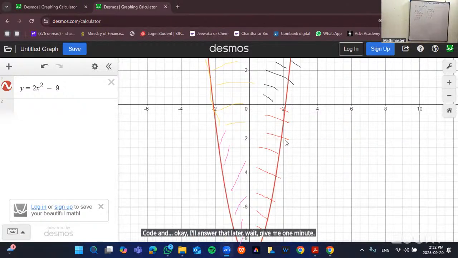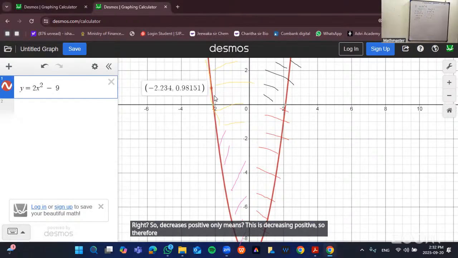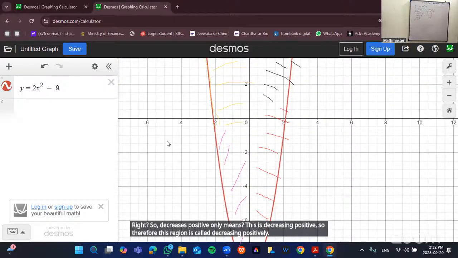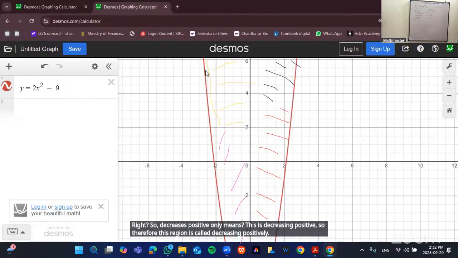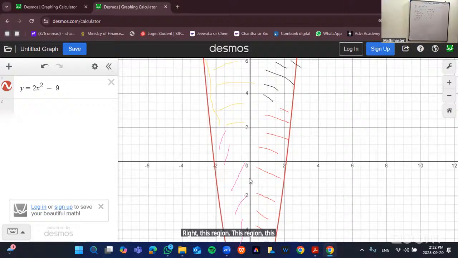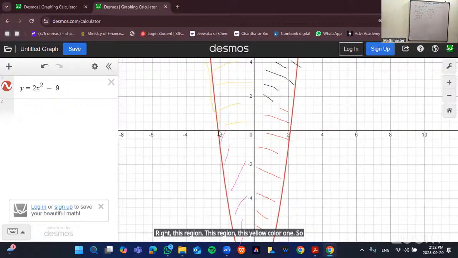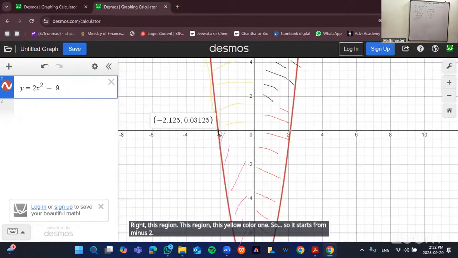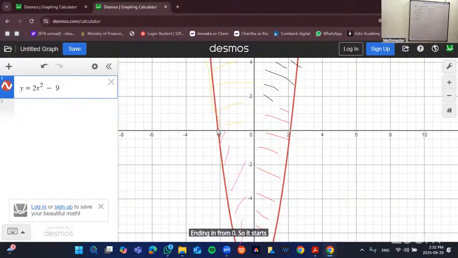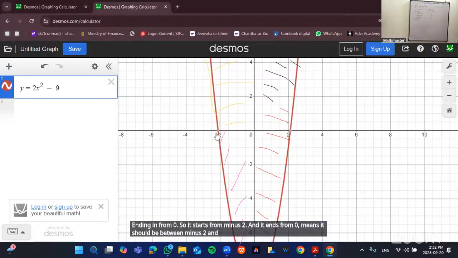Decreases positively means this is decreasing positively. So therefore this region is decreasing positively, this yellow color one. It starts from -2 and it ends at 0. So it should be between -2 and 0, right?